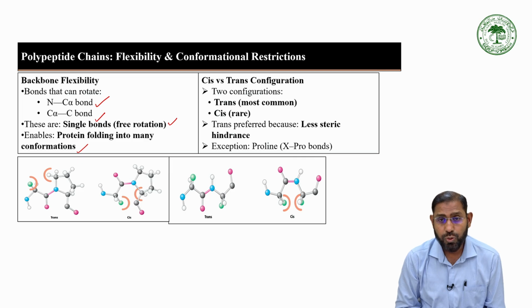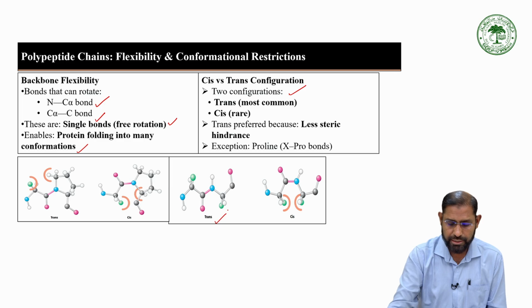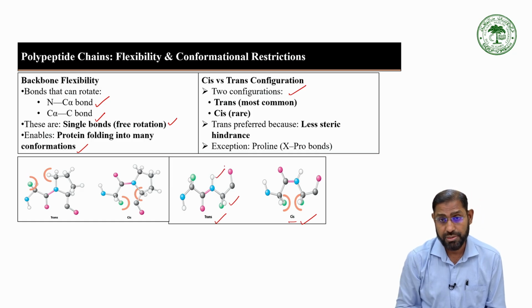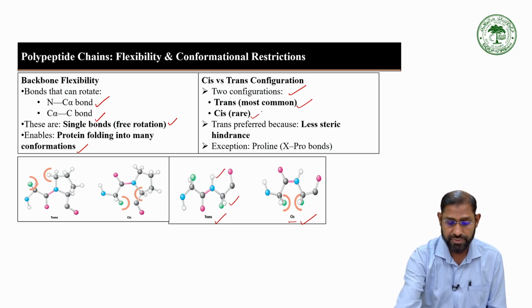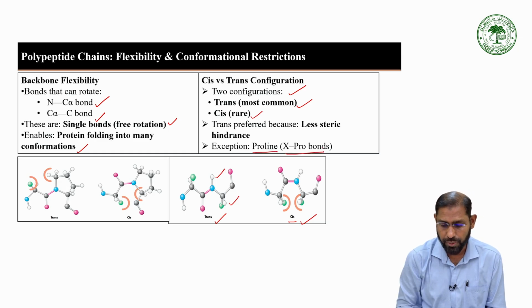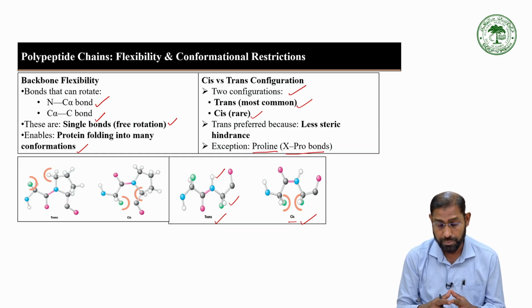And there are cis and trans configurations, the two configurations. This is the trans and this is the cis. The trans is the favorable configuration because there's no constraint, no steric hindrance in the peptide bond. But there's a lot of steric hindrance in the cis configuration. That's why trans is the favorable configuration. It is the most common, and cis is very rare, except in the case of proline, X-proline bonds. So normally you find most of the proteins' peptide bonds in the trans form.